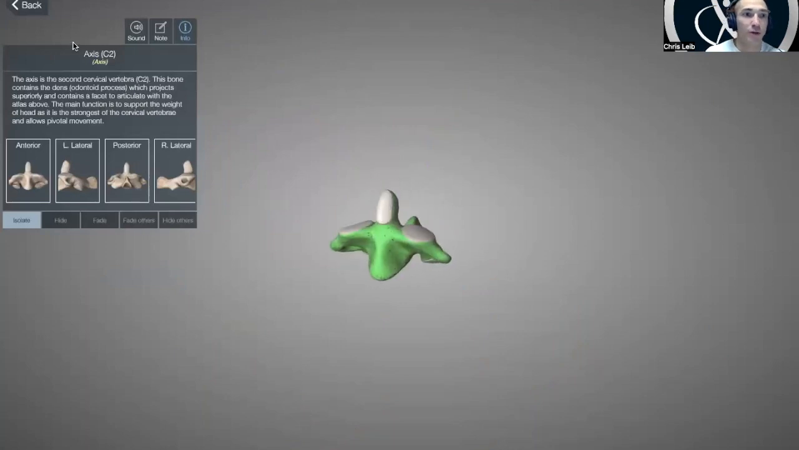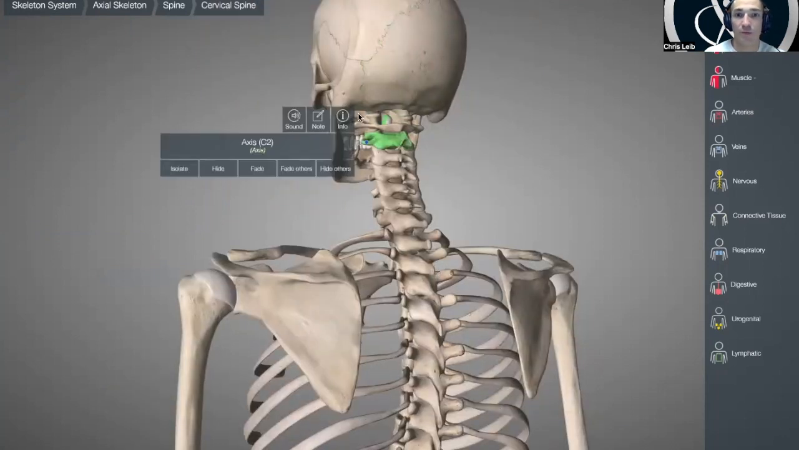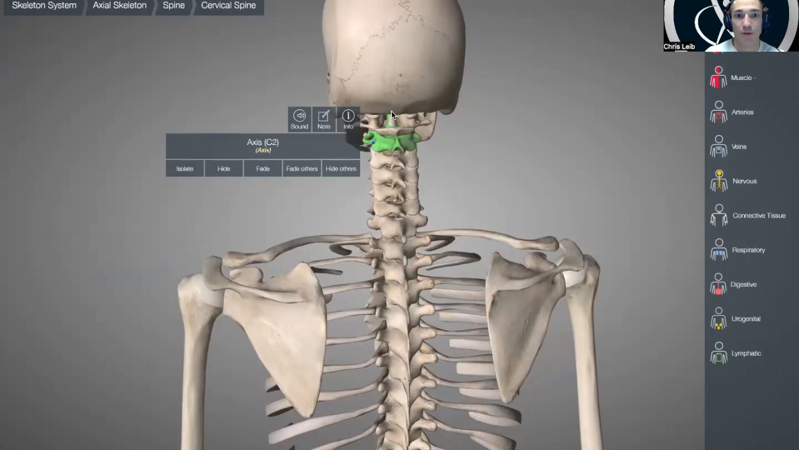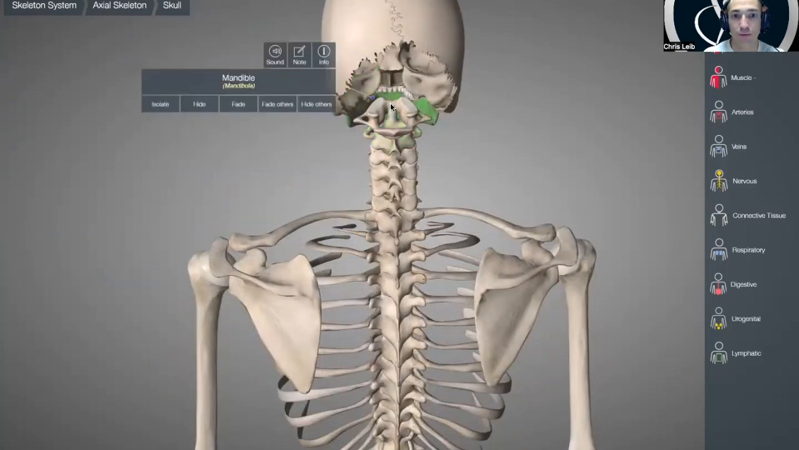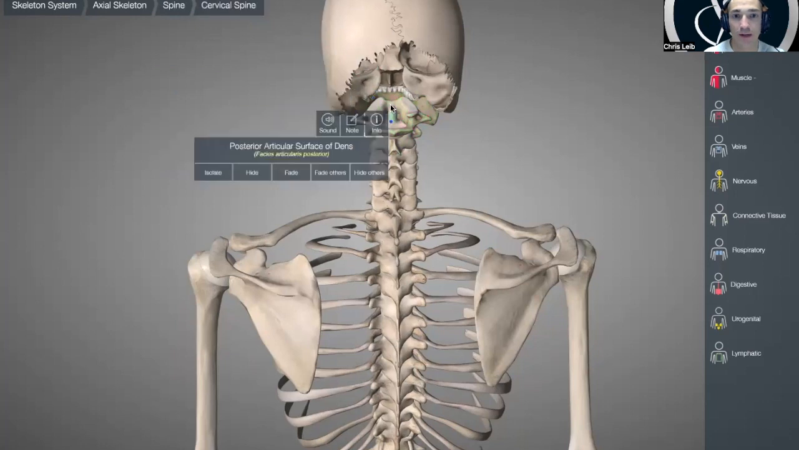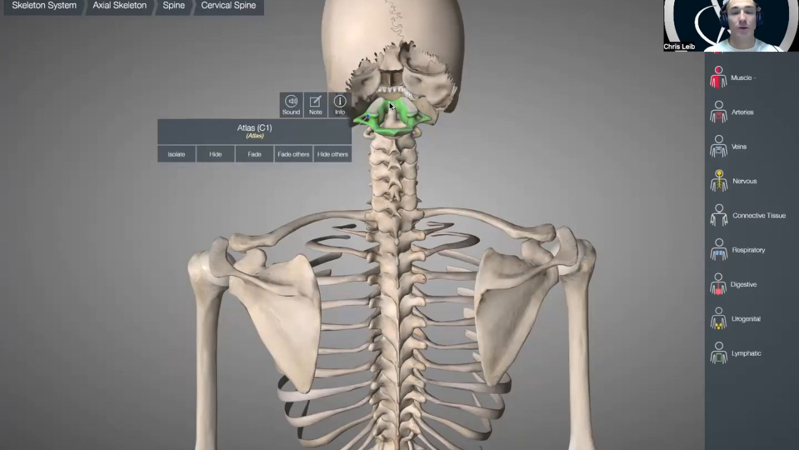That's a pivot point, and there's so much rotation that comes from that C1, C2, because you can see how there's a pivot point around there. So let me remove it. Right here, that's its own joint where this dens attaches to the first cervical vertebra. And you can imagine how that's like a pivot for rotation for the head to turn side to side.